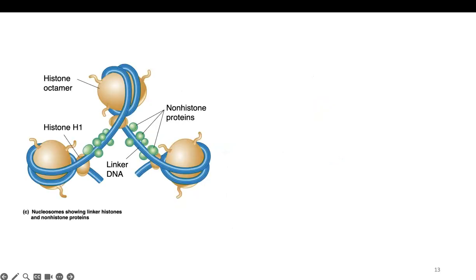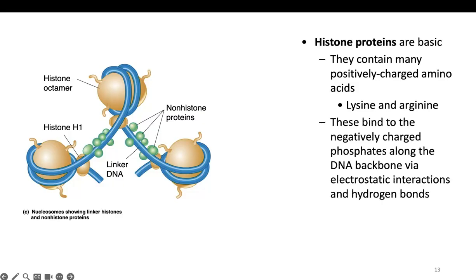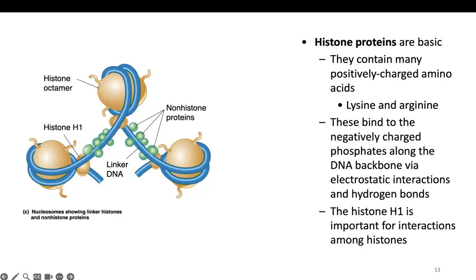These histone proteins are pretty basic overall, with a high abundance of positively charged amino acids, which helps them bind well to the negatively charged DNA backbone. The histone H1, shown here, is less tightly bound to DNA than the core histones in the octamer, but it's important in regulating the interactions between histones. Additionally, non-histone proteins play a role in the organization and compaction of the chromosome.